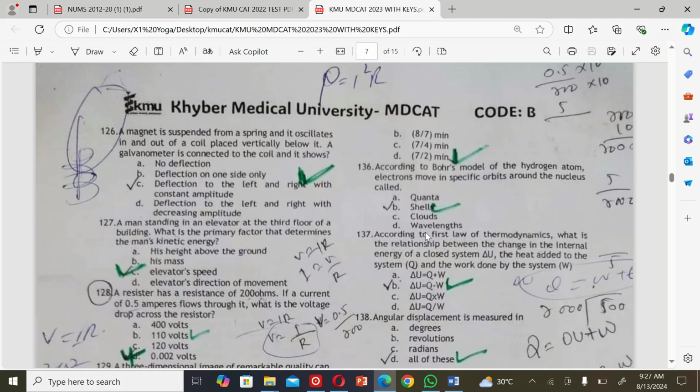The next MCQ is: according to the first law of thermodynamics, what is the relation between the change in the internal energy of a closed system, delta U, the heat added to the system, Q, and the work done by the system, W? A. Delta U equal to Q plus W. B. Delta U equal to Q minus W. C. Delta U equal to Q multiply W. And D. Delta U equal to Q over W. So the correct option is B.